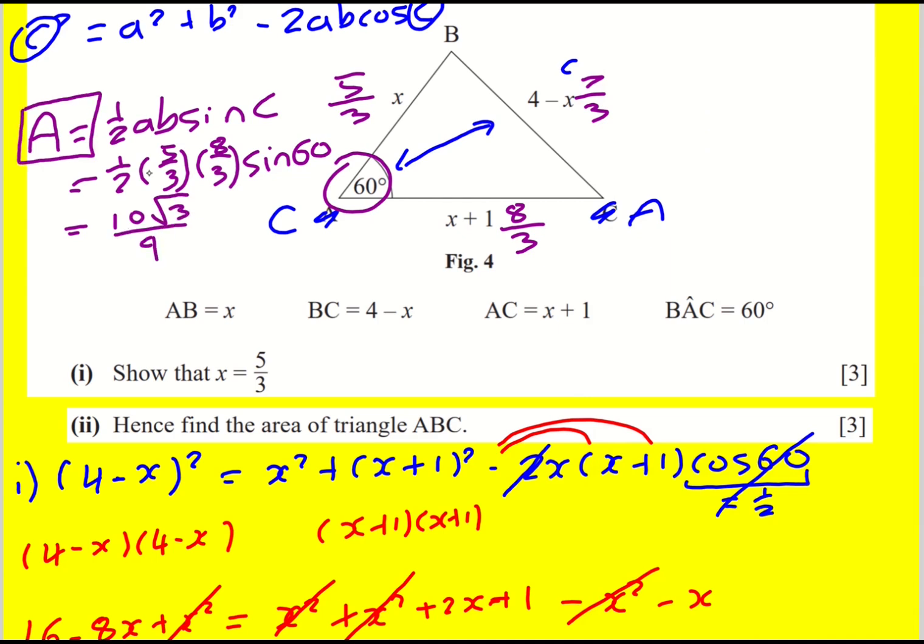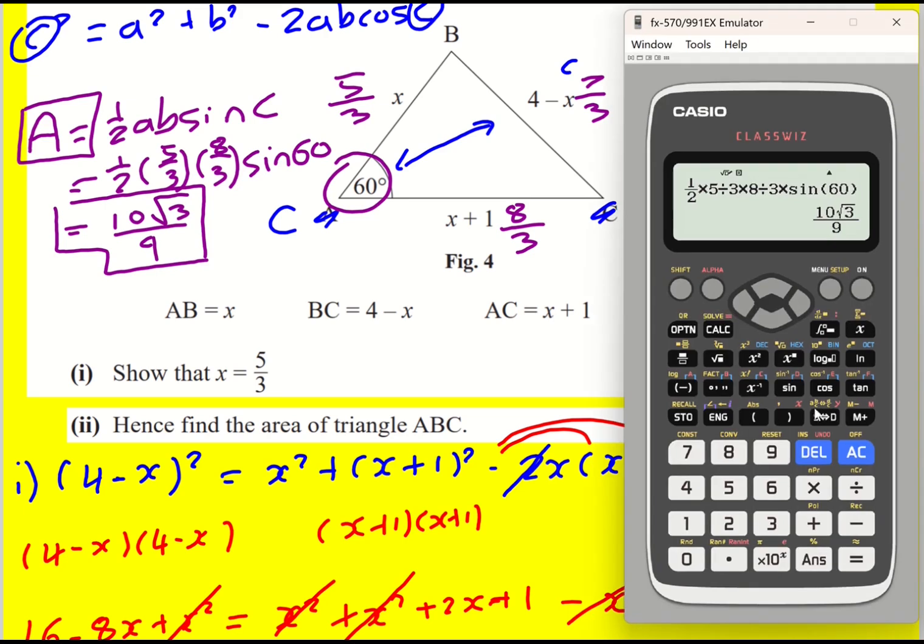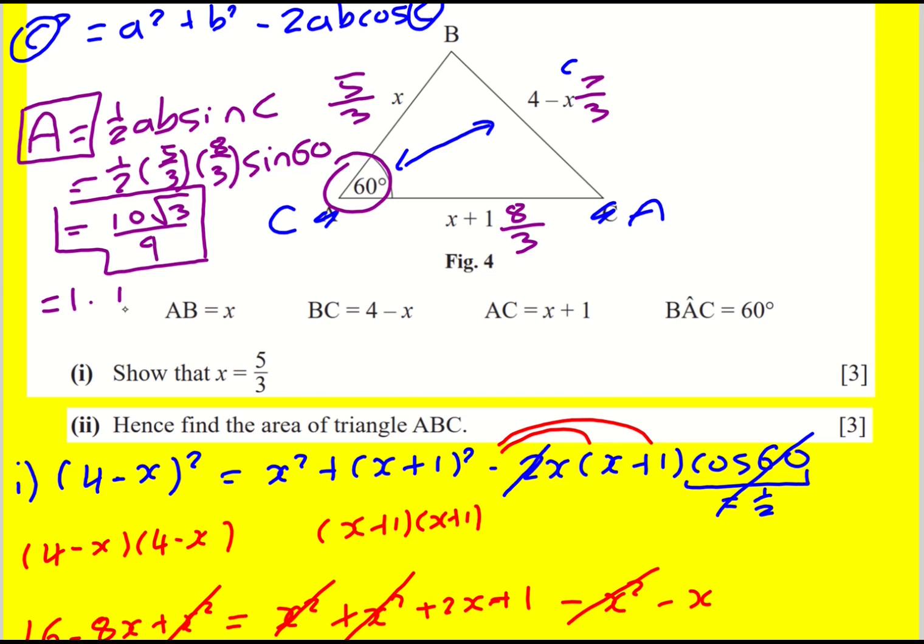That is the exact answer. It doesn't say whether to write it to 3 significant figures, so I'm going to highlight that. I will, however, just write it as 1.92 below. There we go, well done.